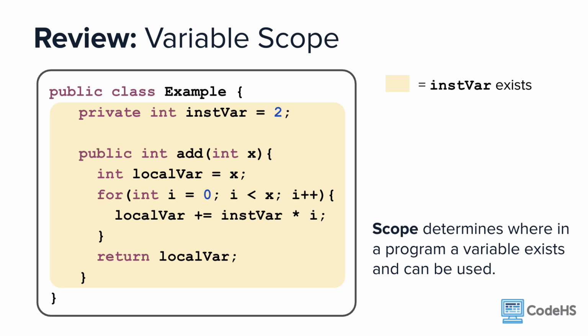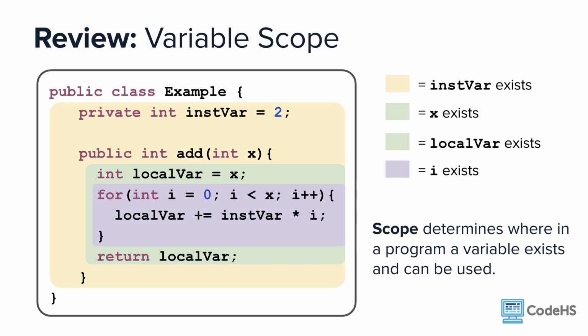The instance variable, instavar, has a scope of the entire class, so it can be used anywhere within the class. The parameter x is a local variable for the method add. It can be used anywhere within the method. The variable local_var is also a local variable for the method add and has the same scope as the parameter. And finally, the variable i is created within the for loop, so it can only be used inside of the loop. As you can see from this example, each variable exists in different contexts within the program depending on where the variable is located. Generally, a variable exists only between the brackets it's declared in.